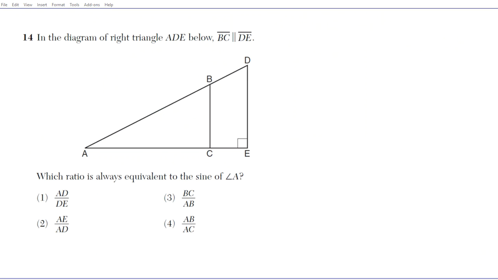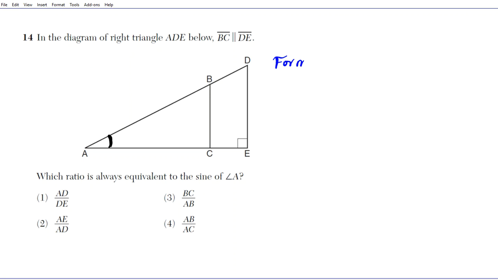All right, let's take a look at question 14. It says, in the diagram of right triangle ADE below, BC is parallel to DE. Which ratio is always equivalent to sine A? Okay, so now again we are relating the measure of a side, the measure of an angle to two sides. Okay, so this is A right here.